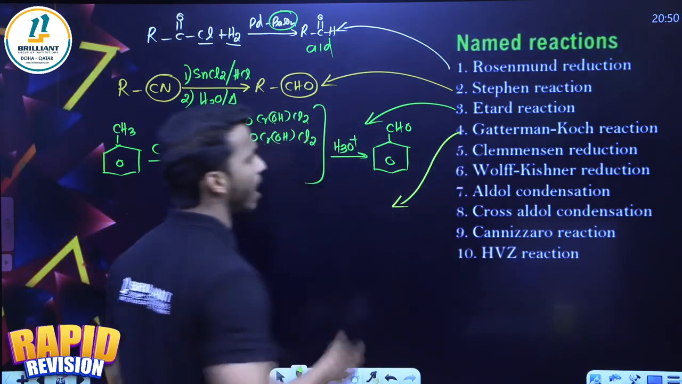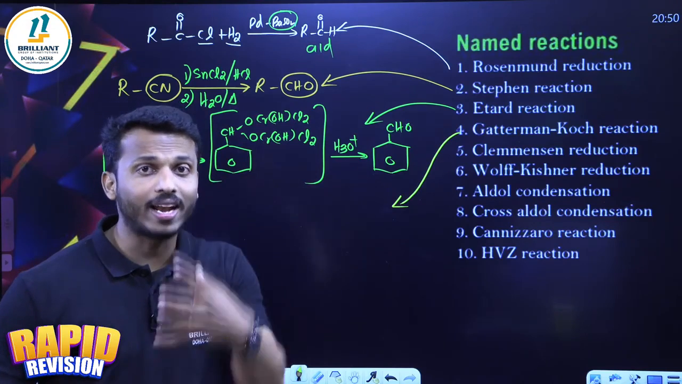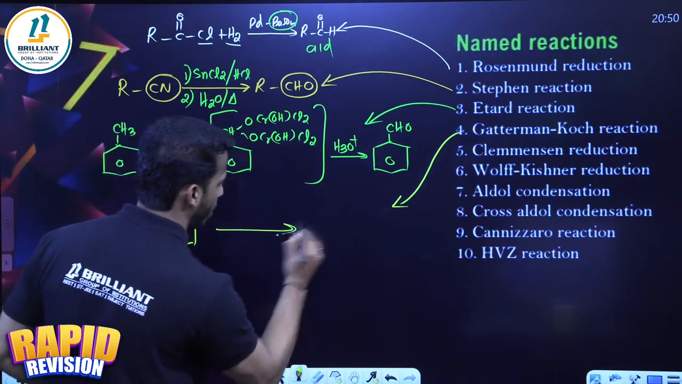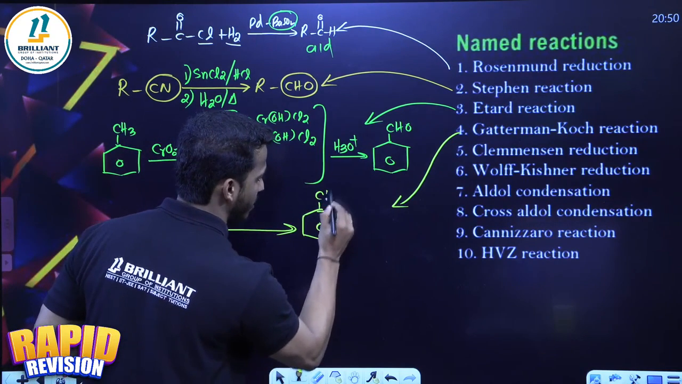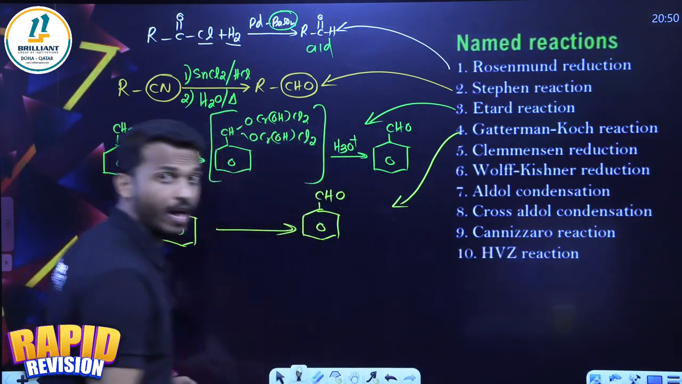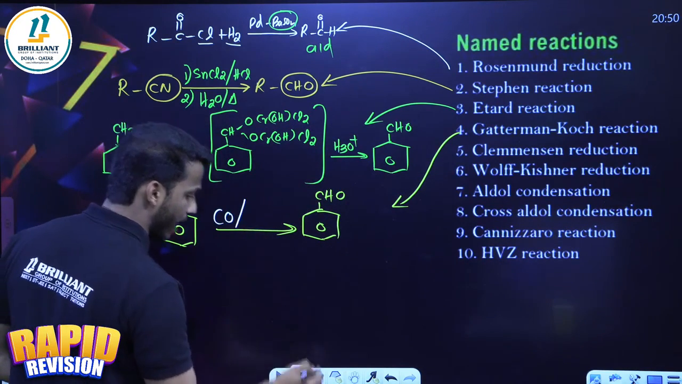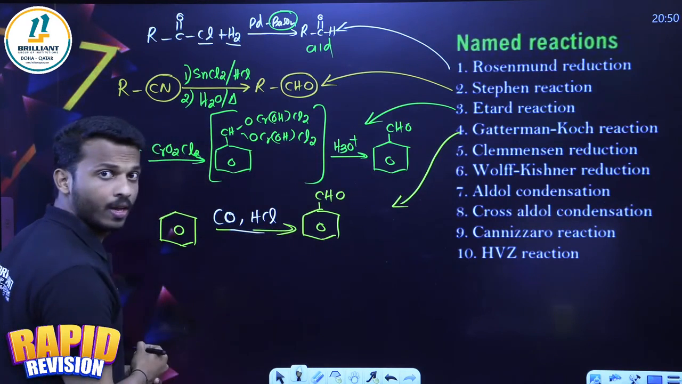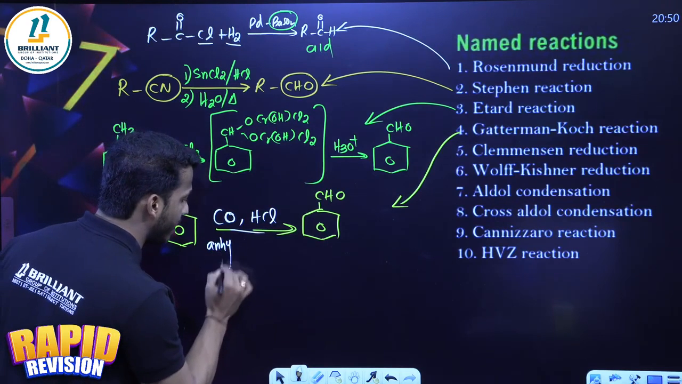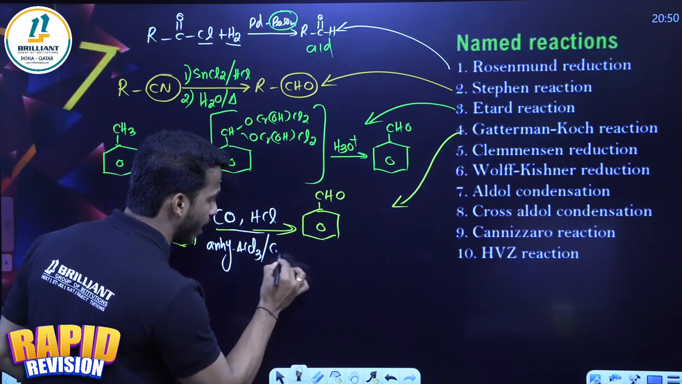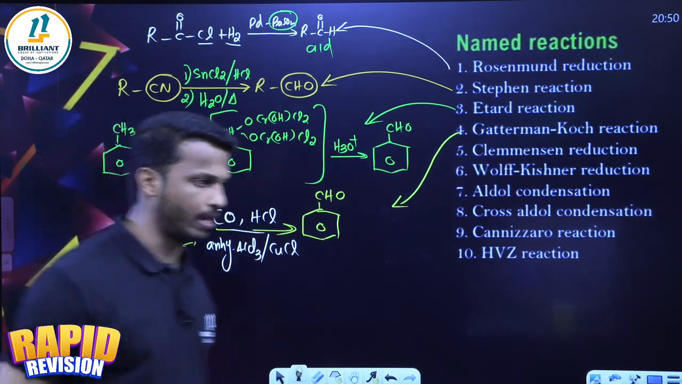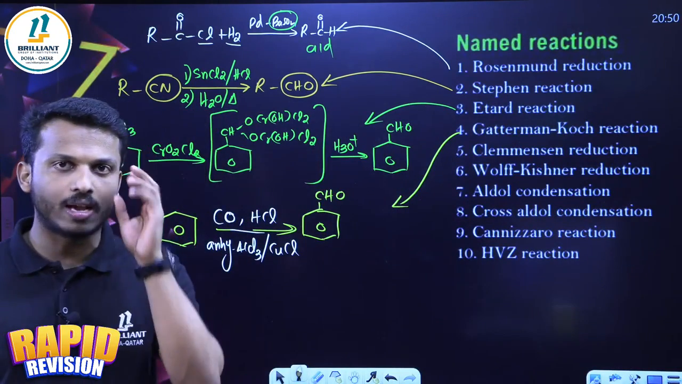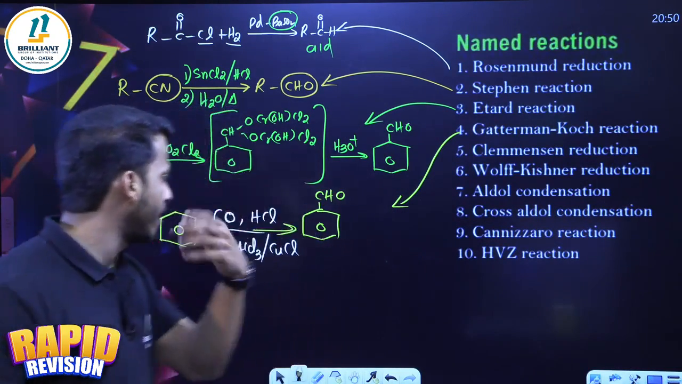Let's go to the fourth one, dear all. Gattermann-Koch reaction. It's a direct conversion of benzene to which one? Benzaldehyde. Easy to remember. Benzene to benzaldehyde. Hope you remember the reagents we have to use here. Carbon monoxide, right? And with which one? HCl. And which others do you remember, dear all? Anhydrous AlCl3, or what else can we use? CuCl. Yes, very good. When I say the name of the compound, at the moment, this reaction you should get in your mind, okay?